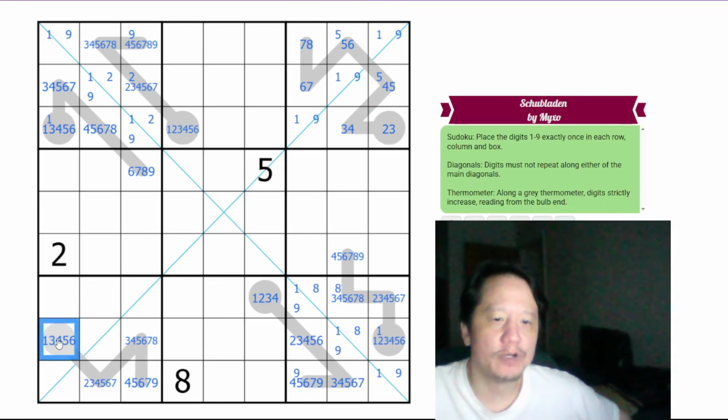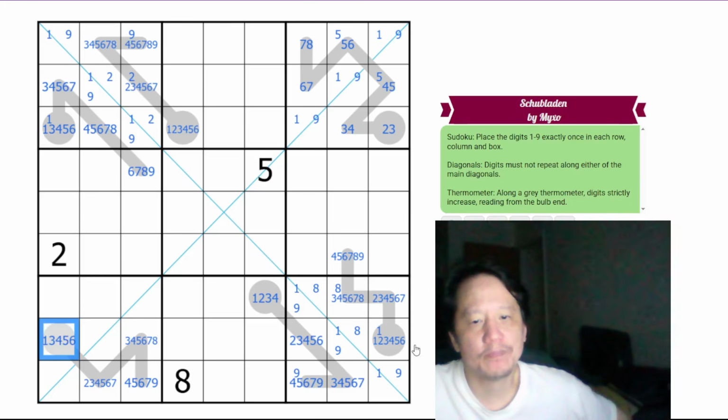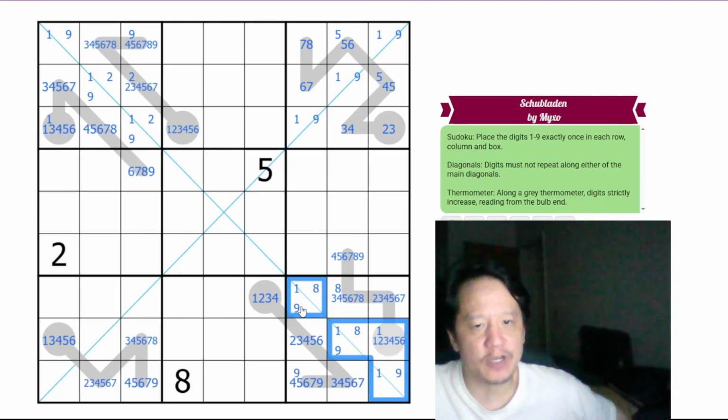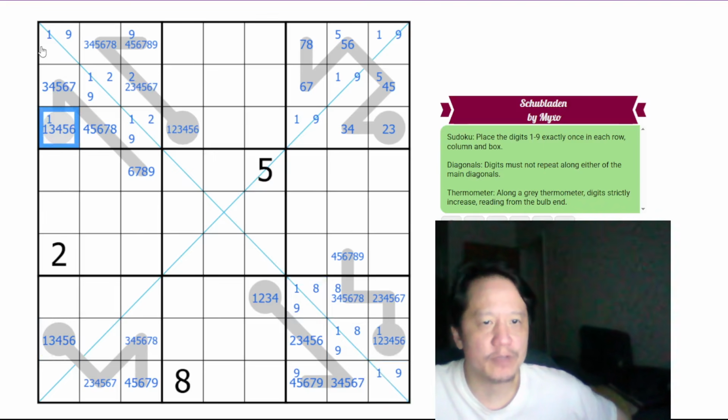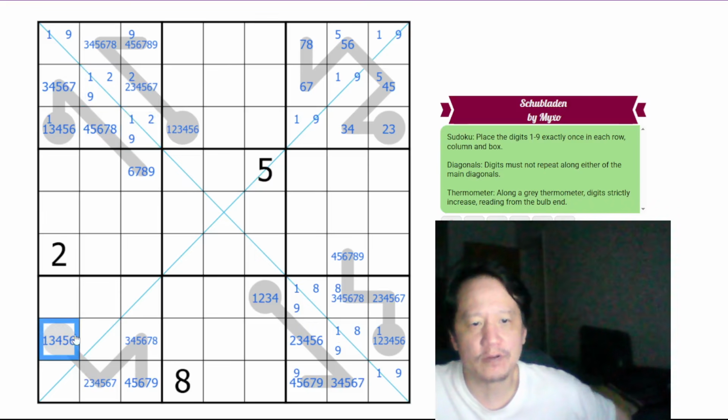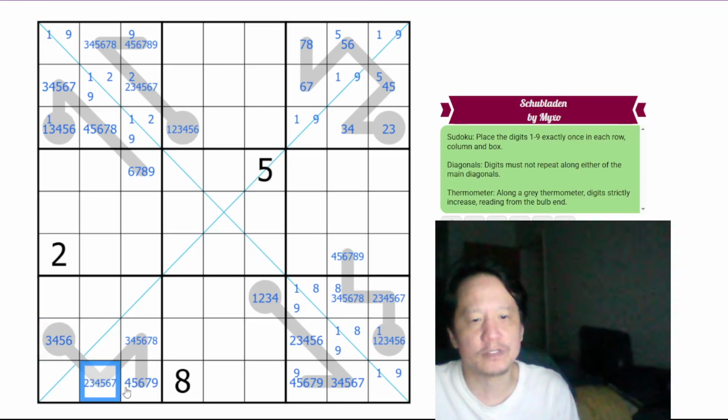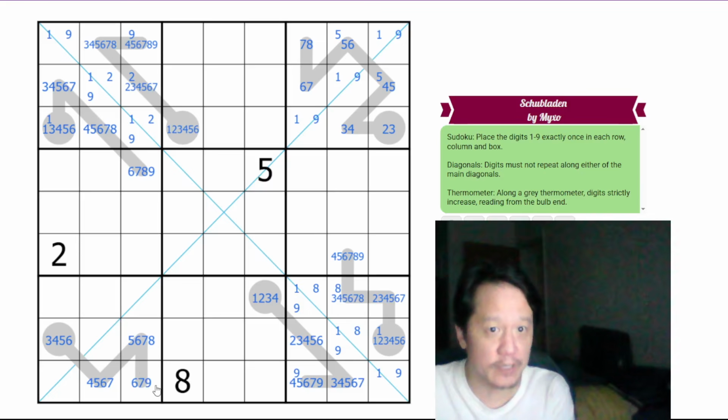This can't be 1 either. If this is 1, that sees 1 here, which means 1's on the negative diagonal. And this 1 eliminates 1 here, which means 1 is also on the negative diagonal here, which is not allowed. So this can't be 1, which means this can't be 2, 3, 4, 5. I think this can't be 9 for the same reason.